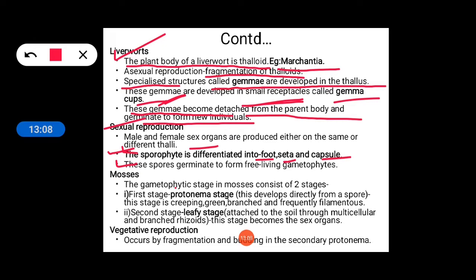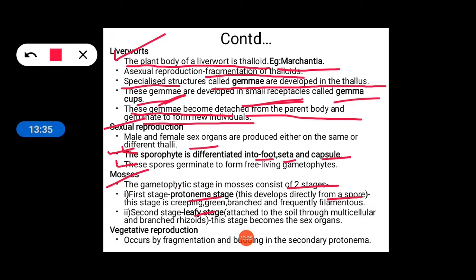The next type of bryophyte is mosses. The gametophytic stage in mosses consists of two stages. The first stage is the protonema stage and the second stage is the leafy stage. The protonema stage develops directly from a spore.